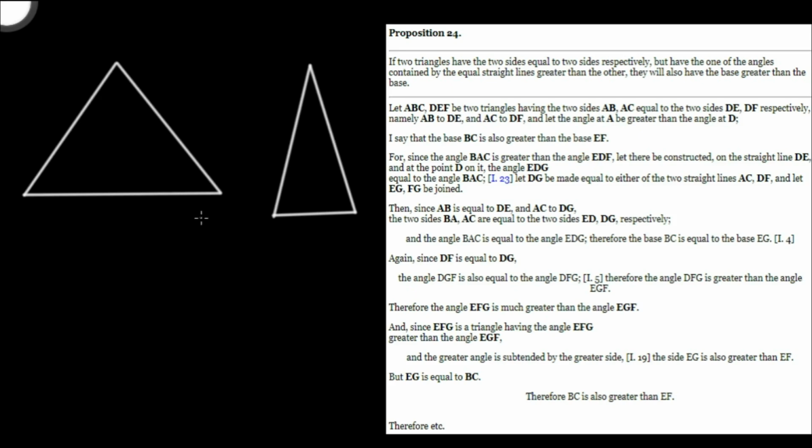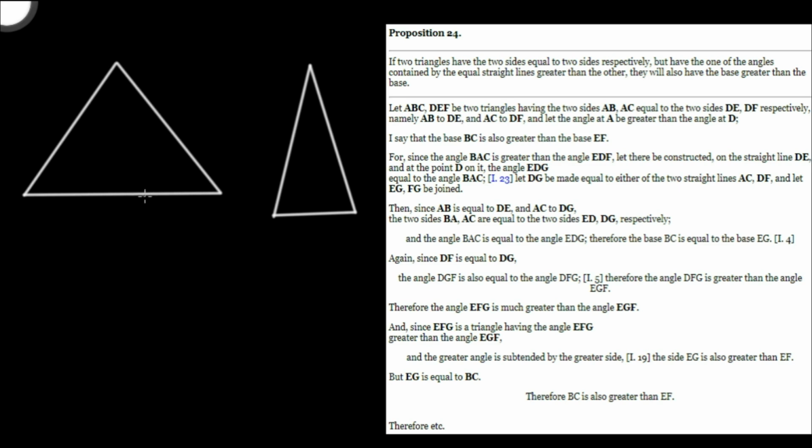Moving on to proposition 24. If two triangles have the two sides equal to two sides respectively, but have the one of the angles contained by the equal straight lines greater than the other, they will also have the base greater than the base. So what is he saying?